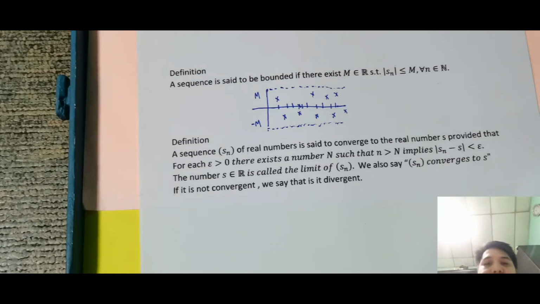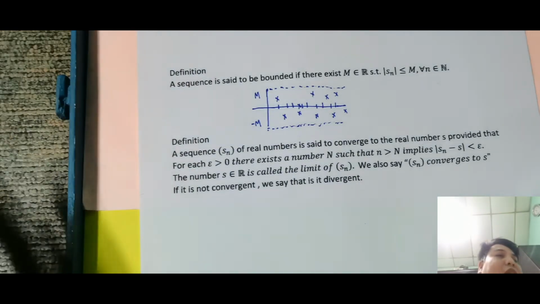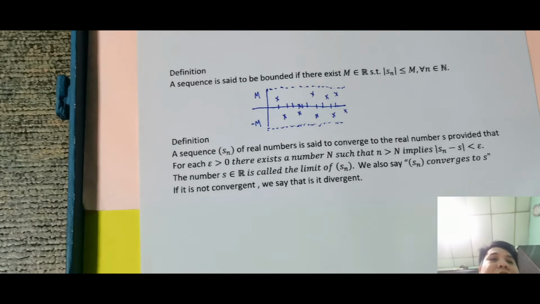So, definition: a sequence is said to be bounded if there exists m, an element of the real numbers, such that the modulus, or the absolute value, of S sub n is less than or equal to m. That holds for all the terms of the sequence. So meaning, whichever is the largest there, there is still a larger m. Okay? So all of them are bounded by m. So next, let's have another definition.